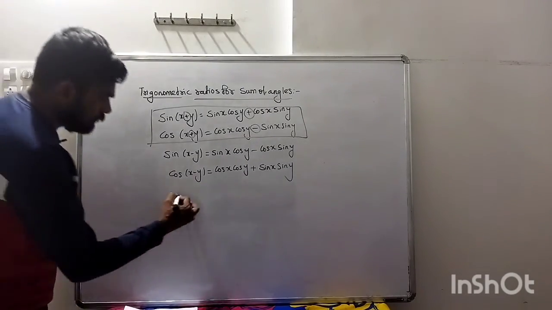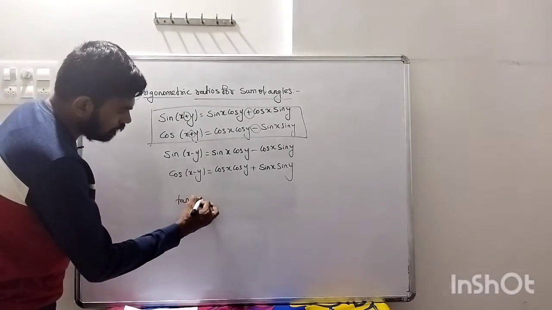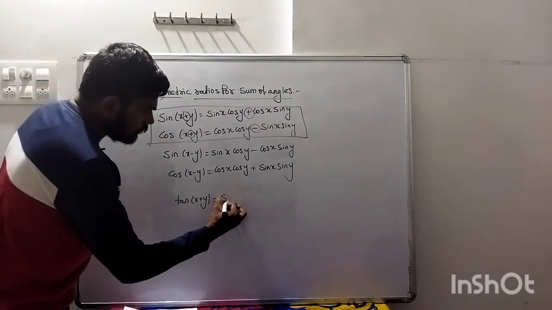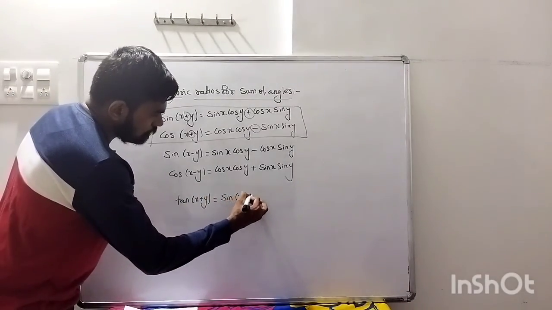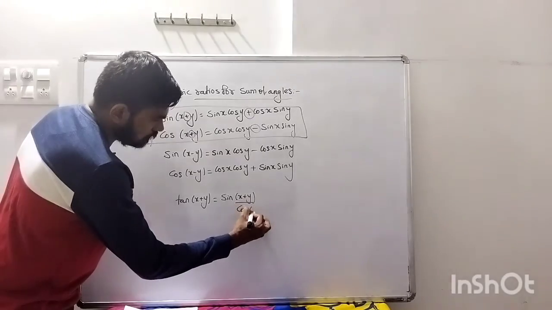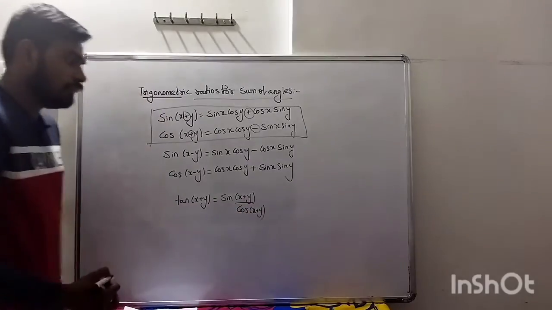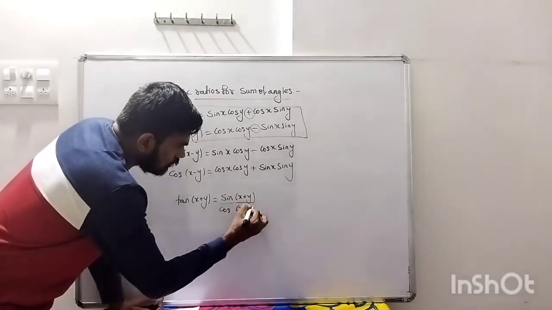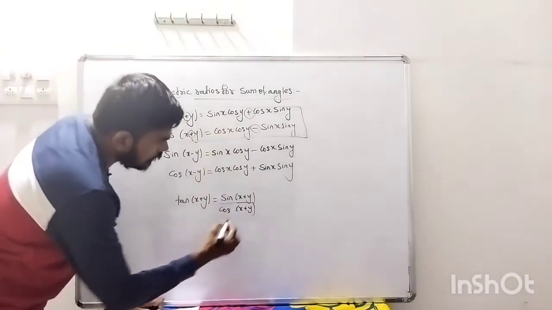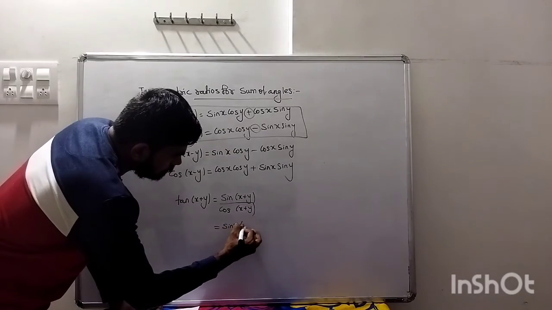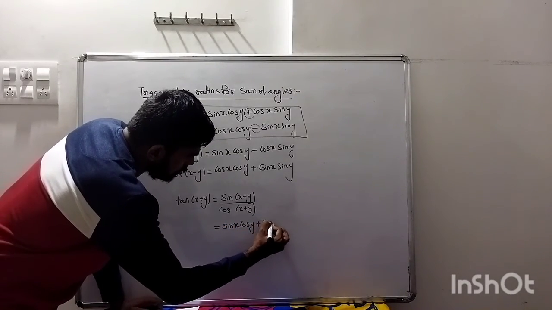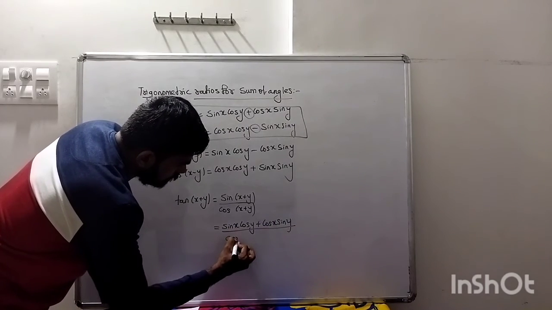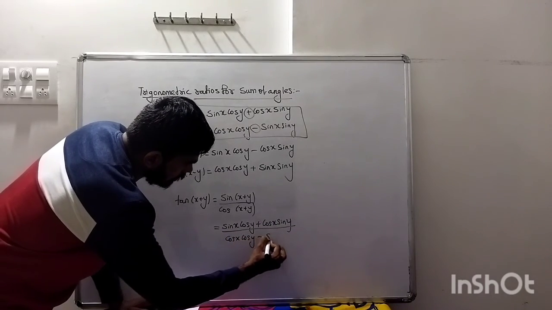If you want tan of x plus y, what do we do? We simplify this. Tan is what? Sin upon cos. Then use this formula: in place of sin, we write sin x cos y plus cos x sin y, upon cos x cos y minus sin x sin y.